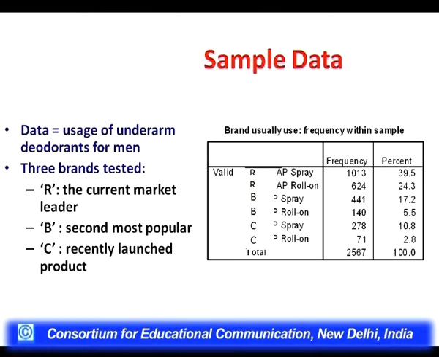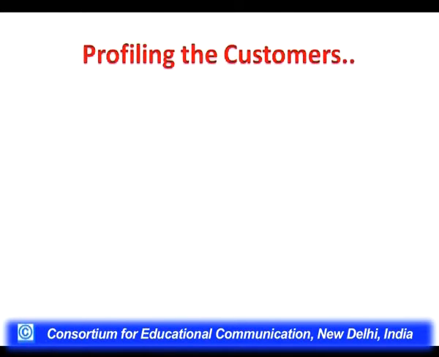Similarly, the deodorant B brand AP spray and roll-on have frequencies 441 and 140, with corresponding percentages of 17.2 and 5.5. C brand AP spray is 278 and roll-on 71, with corresponding percentages of 10.8 and 2.8. Total frequency is 2567, making it 100%, and this is given by the SPSS software. Profiling the customers now.